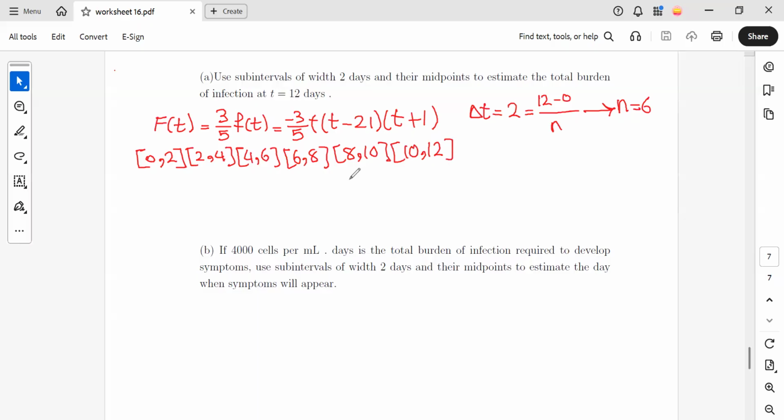For the first one, it says using midpoints. So the midpoints here will be 1, 3, 5, 7, 9, and 11. For finding M sub 6, we are going to multiply delta t, which is 2, by f of the first midpoint, which is 1, f of the second midpoint, all the way to the last one.